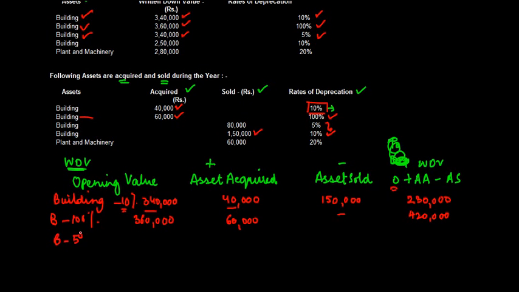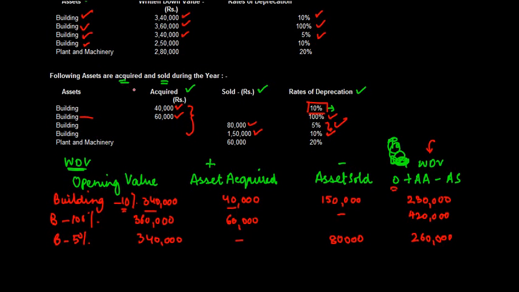Third is building with depreciation 5%. Building 5% block, 3,40,000 is the opening value. Anything acquired? No, the acquisition is all done. Sold? Yes, 5%, 80,000. So nothing acquired, sold 80,000. Written down value will be 2,60,000. Actually, this is the value on which depreciation is going to be charged. From this, if you reduce the depreciation for the year, you will get the written down value.